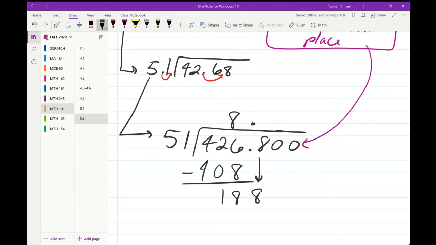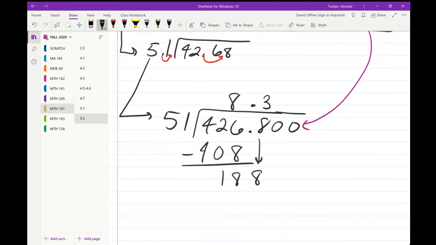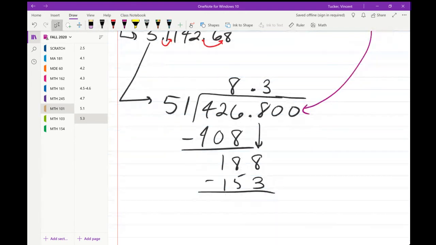Bring down your 8. So 51 goes into 188 3 times. So it's 3 here. 3 times 5 is 15, so that's 153. Do your subtraction. So that'd be 35. Bring down your 0.